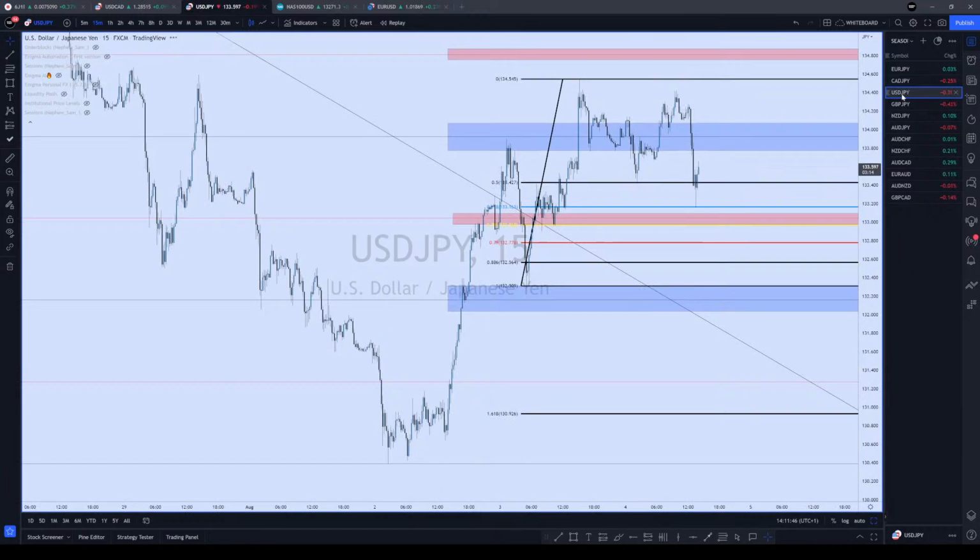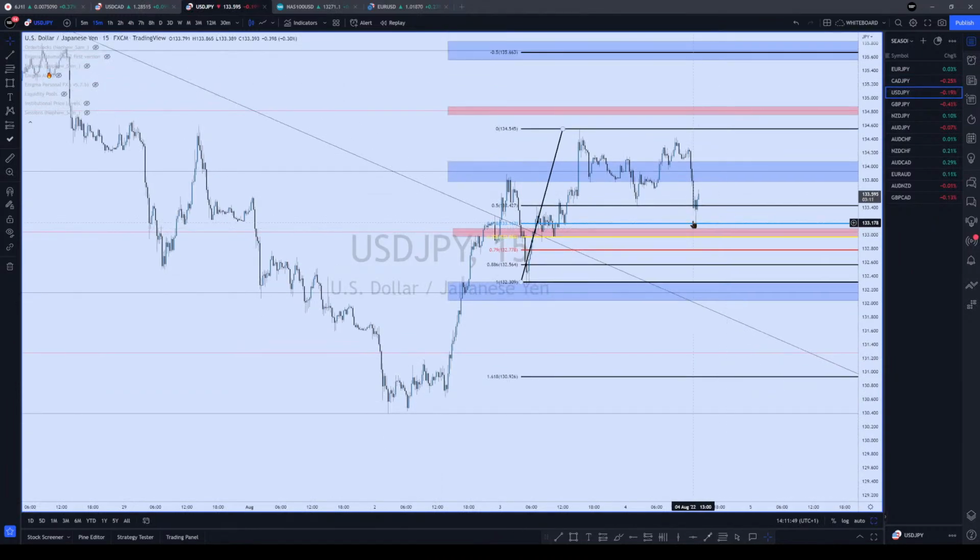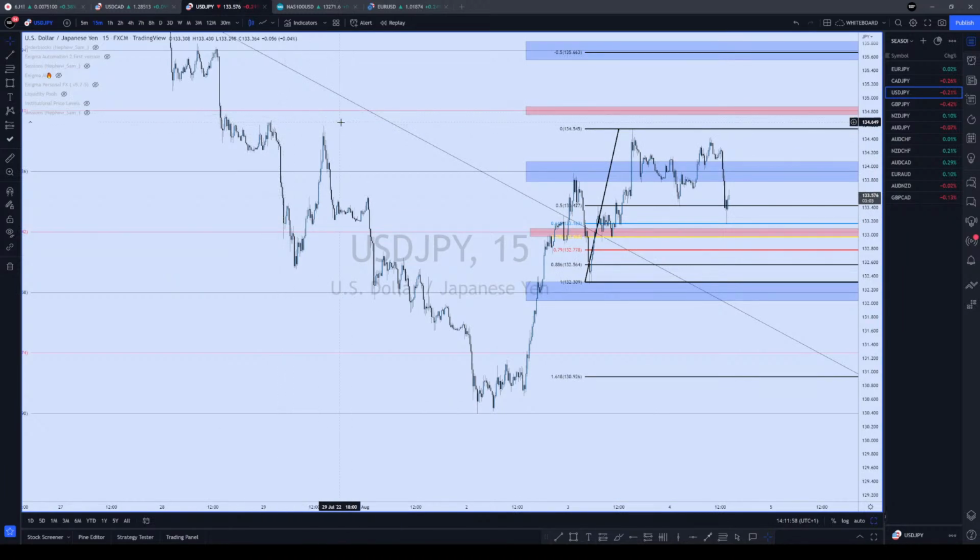On dollar yen, that actually traded to exactly OTE to the pip and it's rejecting. So I'm looking at this equal high as the next upside objective. All right.